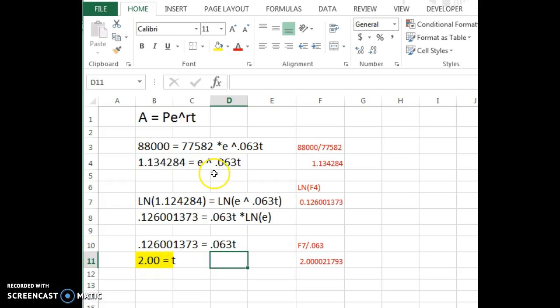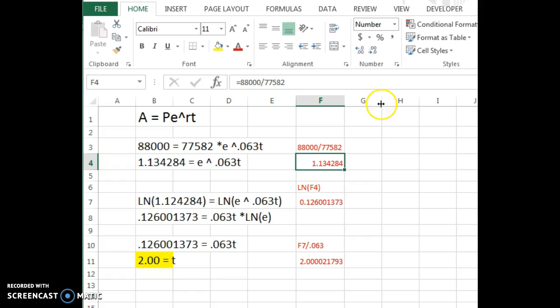Now to get the variable down from the exponent, we're going to use logarithms. Take the logarithm of both sides. I'm using the natural logarithm here, log base e. And on the right side, it's just a value. You can compute it. Now notice what I typed into Excel to compute it. I did the natural log of my value for F4 here.